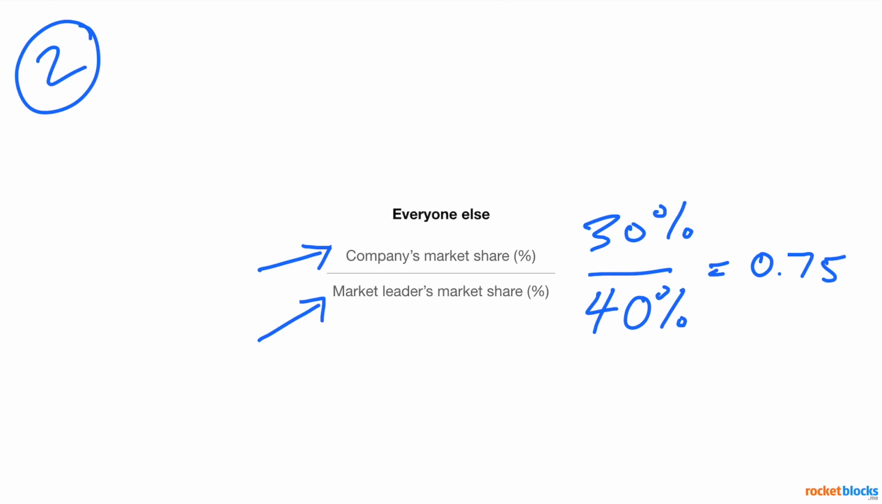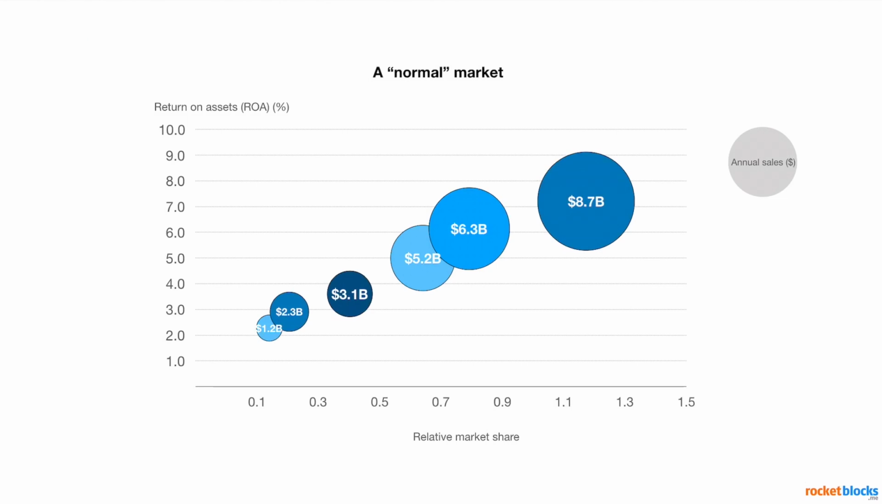So once you've got all those data points, what's really helpful is you can put them into a visual display. And this is often how you will see relative market shares displayed. So let's take a moment to just digest what we've got here. On the x-axis, we have relative market share. So those are the values we were just calculating. And then on the y-axis, we have return on assets, which is a measure of profitability. You could also use something like profit margin here.